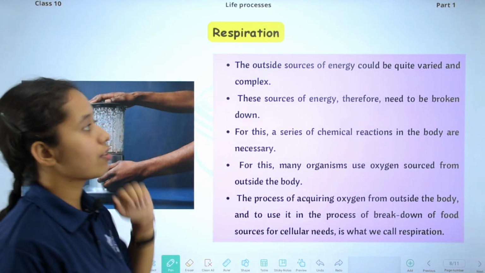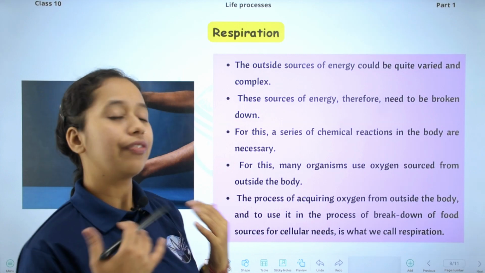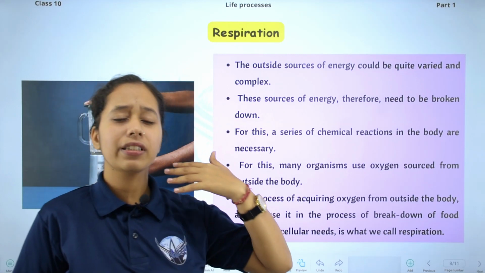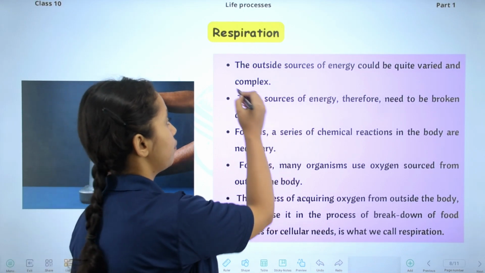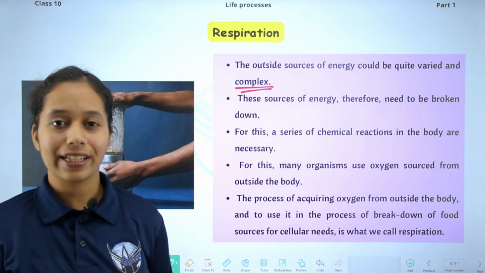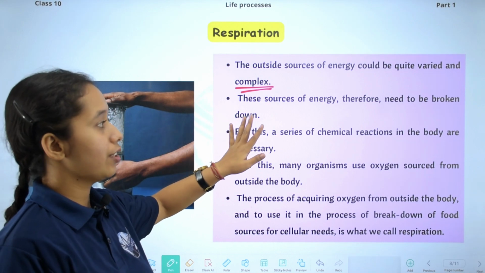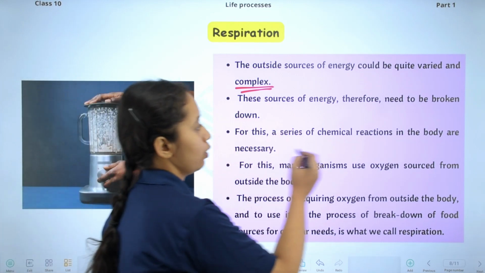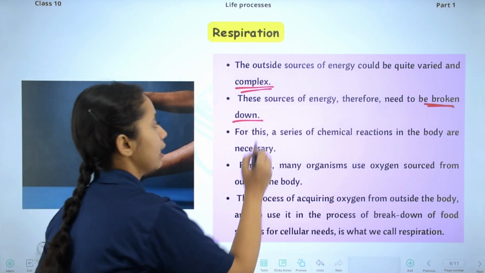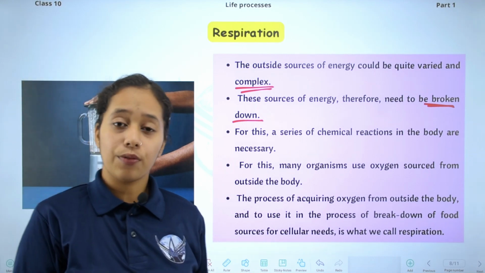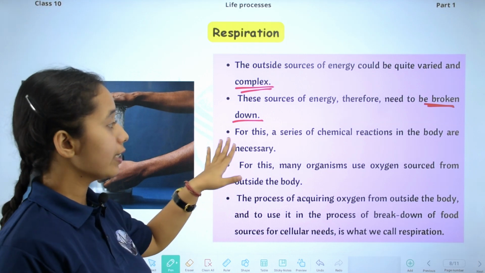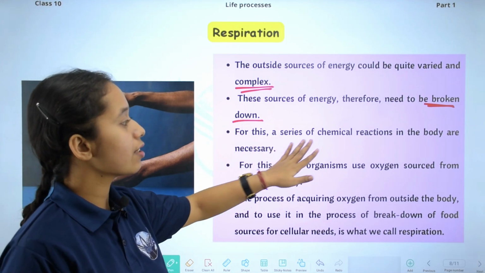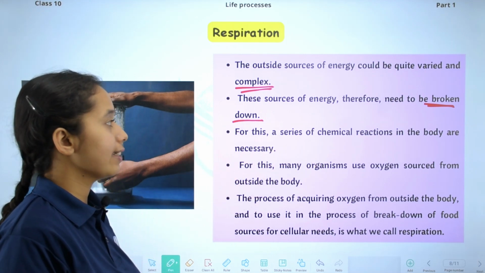The outside sources of energy could be quite varied, meaning they could be of different types, and complex. So the food is varied and complex. These sources of energy therefore need to be broken down. Since the food that we are eating is very complex, we need to break down this complex food. For this, a series of chemical reactions in the body are necessary.